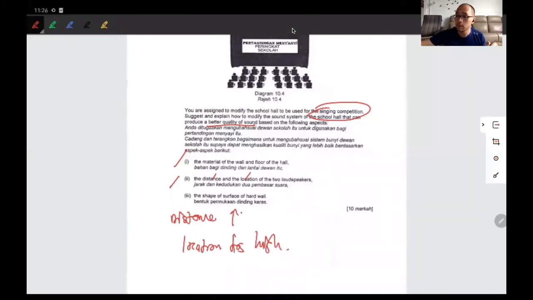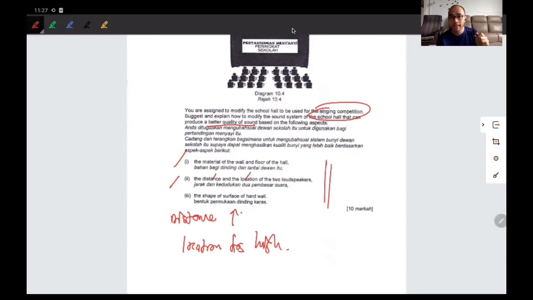So what's the question? Is this Terengganu? First one. The location should be high so that there are fewer obstacles, fewer barriers. Shape of the surface of the hard wall: usually for singing, it shouldn't be a flat wall. It should be grooved. Go and look at the black book, the answers for this are in the black book.